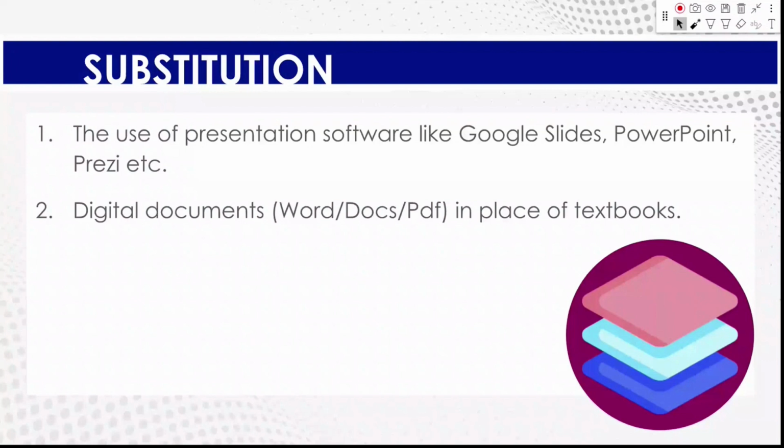Just in the chat quickly, let's see if anyone has an idea. If you, for example, want to change a digital document from just a substitution level to an augmentation level, any suggestions on a quick and easy way that you could potentially do that? A quick and easy way. We don't need a long description. You can just enter it in the chat.